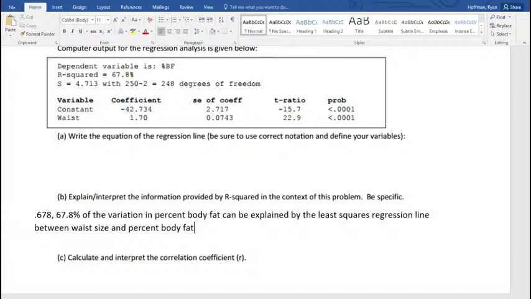So again, R squared is basically how good a predictor this regression line is. If we're using it to predict y, how good a prediction is it? So what percent of that variation in y can be explained by using this least squares regression line to predict it. That's our interpretation of R squared.